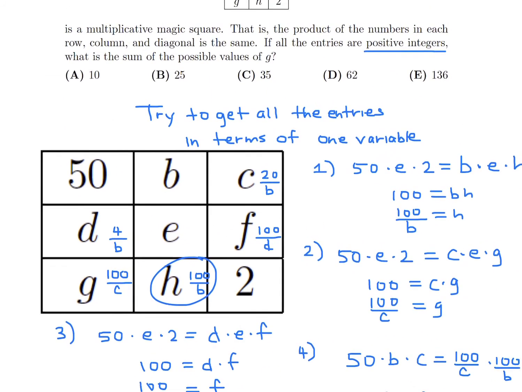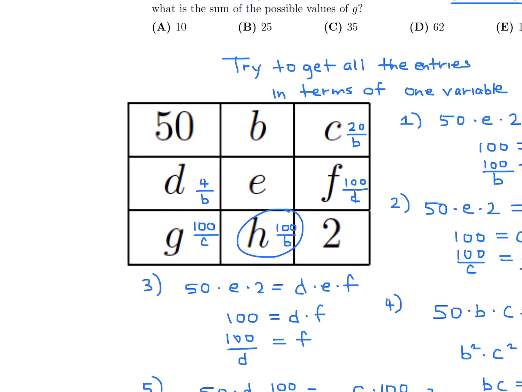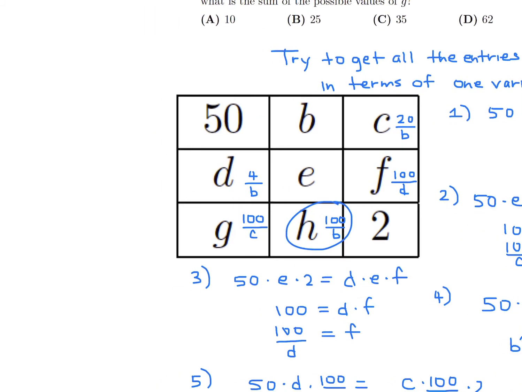So I'll just do it up here. I want to keep the square here. So let's see. F is equal to 100 over d, right? But d we know right here is 4 over b. So we got 4 over b. Invert and multiply, and we get 100 over 1 times b over 4. And therefore that's 25b. All right, we are almost done.